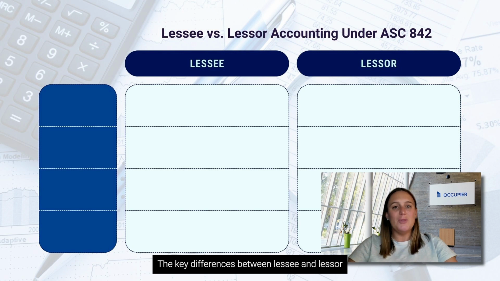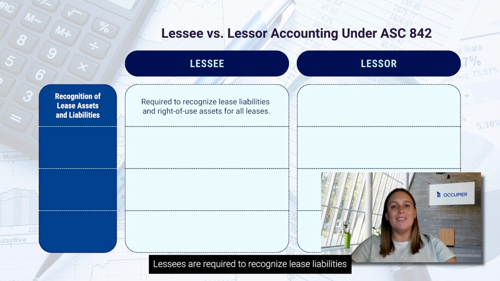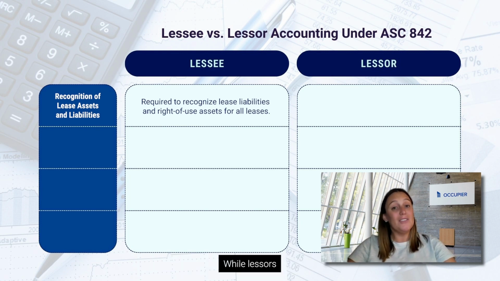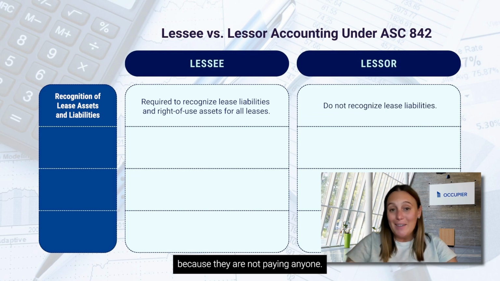The key differences between lessee and lessor accounting under ASC 842 are: 1, the recognition of leased assets and liabilities. Lessees are required to recognize lease liabilities and right-of-use assets for all leases, while lessors do not recognize lease liabilities because they're not paying anyone.